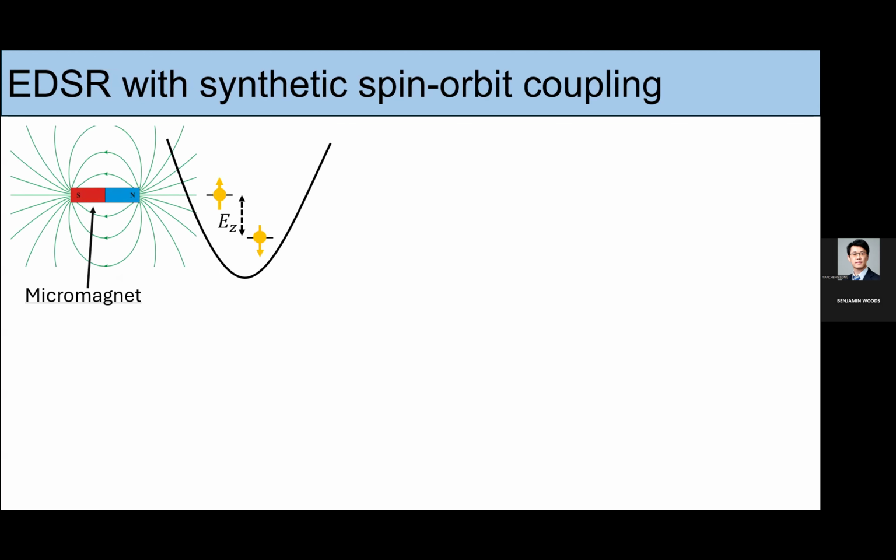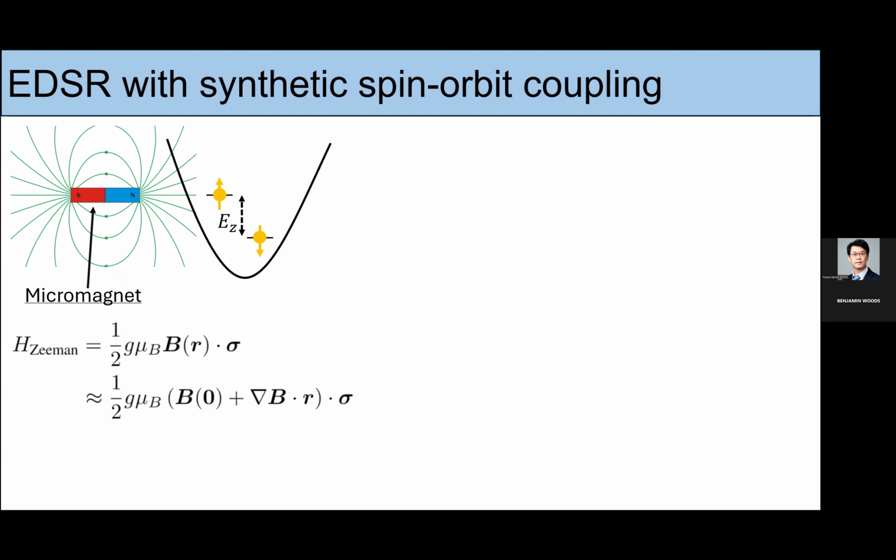Okay, and because the micromagnet's small, the magnetic field will vary in space. And so what you get then is a Zeeman Hamiltonian that looks very much like what we had before, but now there's this position dependence to your magnetic field. And this position dependence is what allows you to couple the orbital motion of the electron to the spin degree of freedom. So just think about this.